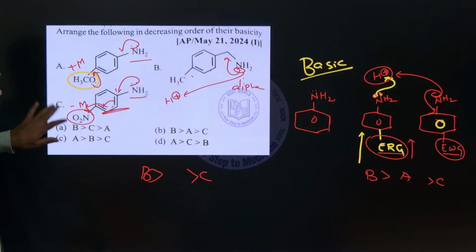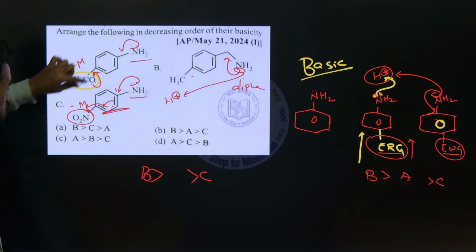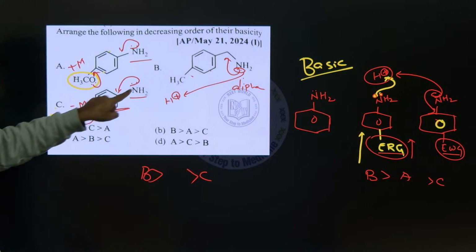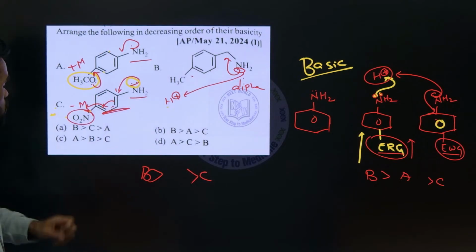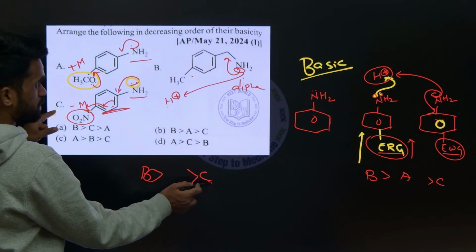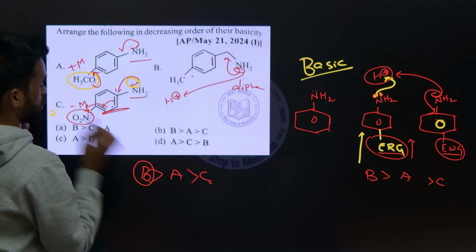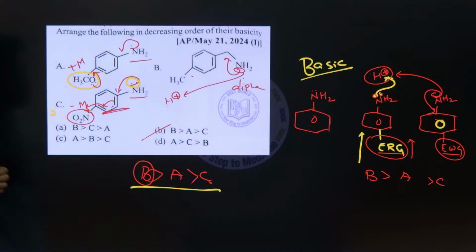Okay, and in C it is in conjugation along with this ring, it is in conjugation with this nitro group, that's why this is least basic, because this lone pair electrons are less available to accept this H plus ion. So what I can say, C is least basic, then A, and highly basic is B, that's BAC will be your answer for the question. So option B will be your answer for this particular question. Okay, right.